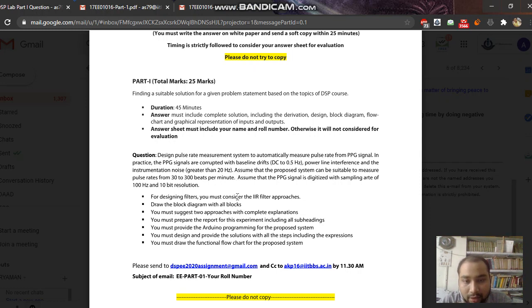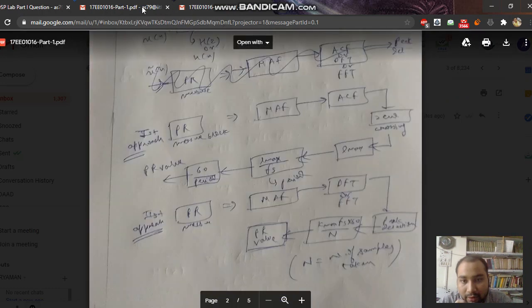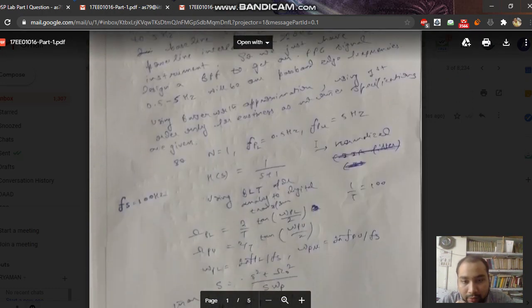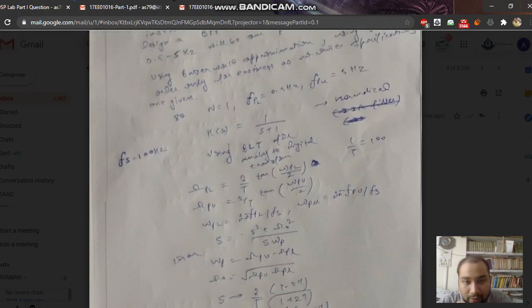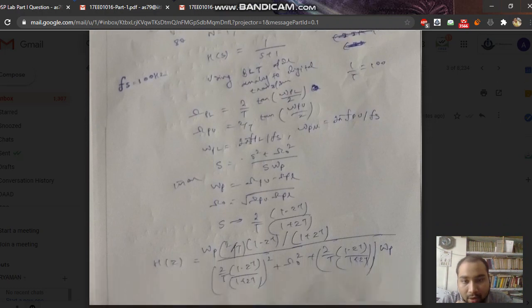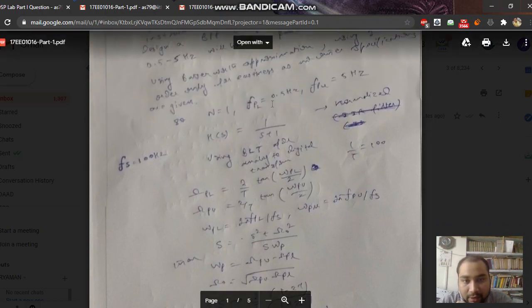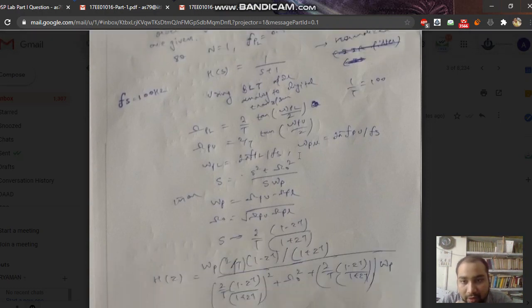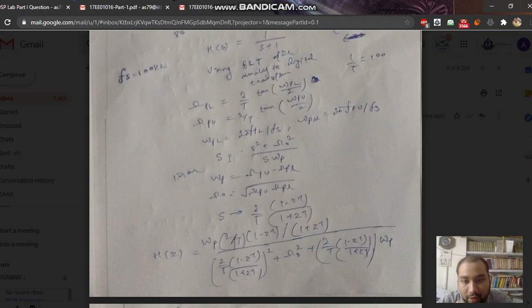So we will use the IIR filter approach of Butterworth approximation, in which I've taken the first order only for simplicity, and we will use the bilinear transform to go from the analog to the digital domain. Here the passband lower frequency is 0.5 Hz and upper is 5 Hz, and the sampling frequency is 100 Hz. We will use the low pass to band pass filter transformation, S square plus omega naught square over S omega P, where omega P is the bandwidth of the proposed filter.